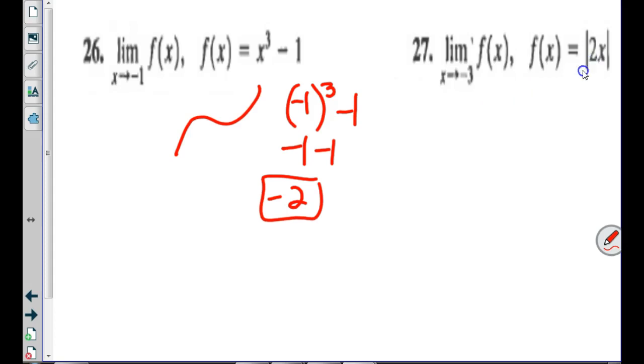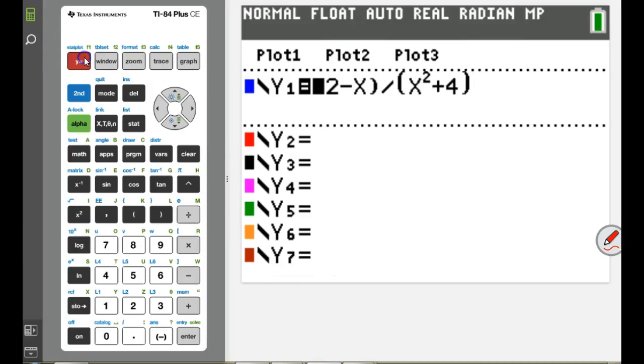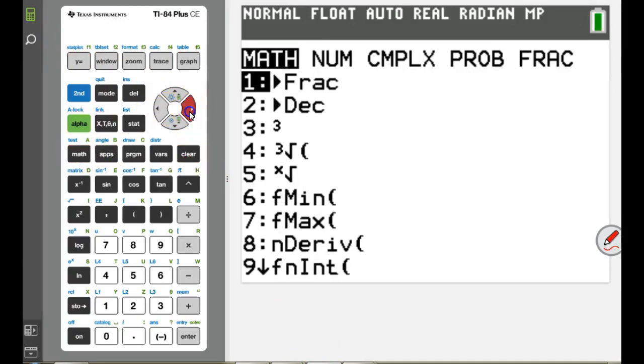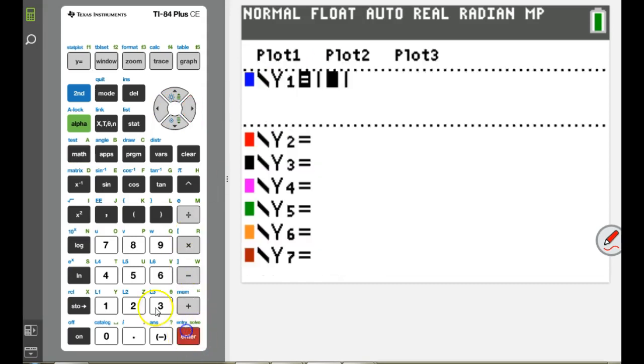Anybody remember what this looks like? It's a V, yeah. We could do it. Maybe we should practice typing it so we remember where that is. Do you remember where it is? Math, arrow to the right to number, absolute value of 2x.